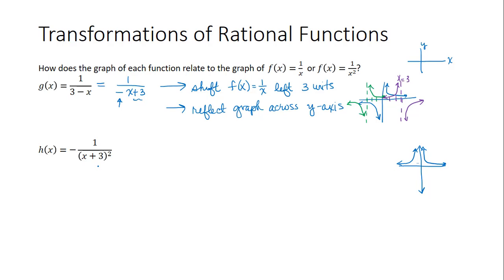So we're looking at this plus 3 inside and then the opposite on the outside. So the opposite on the outside suggests that we're going to reflect the graph across, we'll think about this, the opposite of y occurs across the x-axis, so we're going to reflect across the x-axis. And then the plus 3 in the denominator tells us that we're going to shift the graph left 3 units.